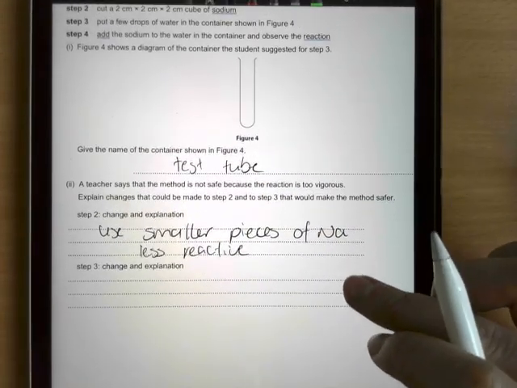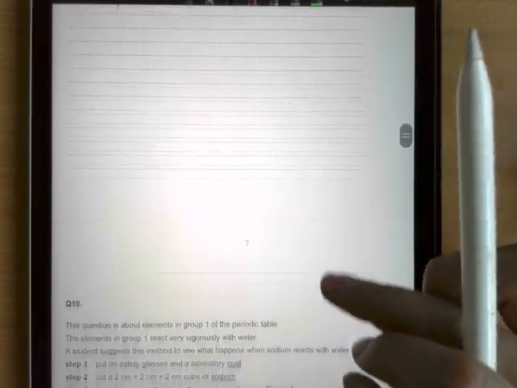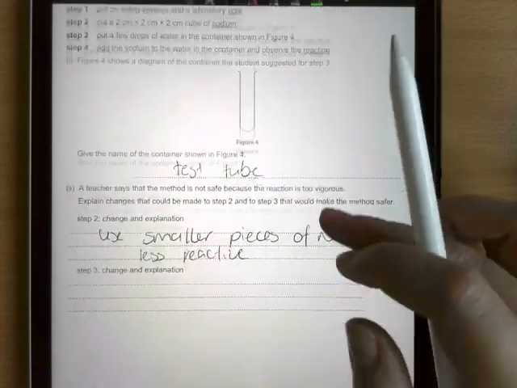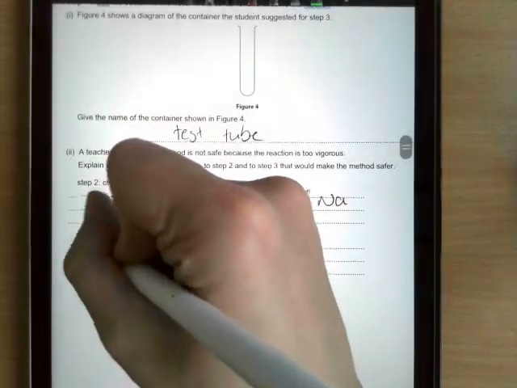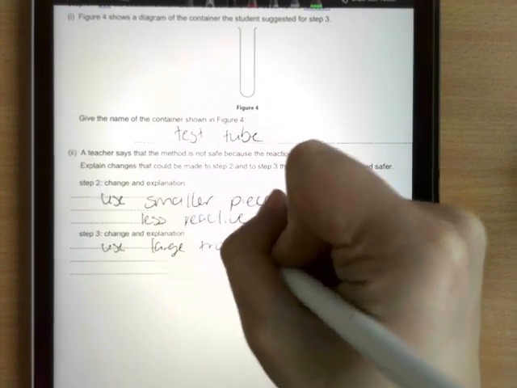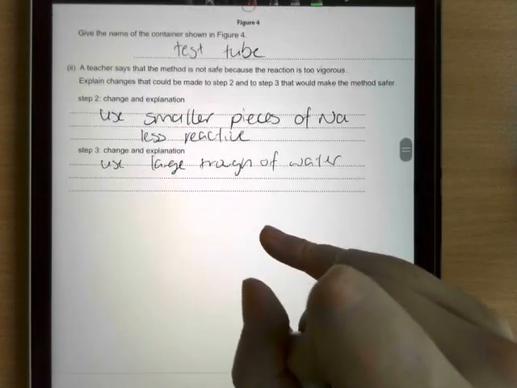Then they ask you to change step 3, and in step 3 they say they're only putting a few drops of water. So up here we mentioned that you want to use a large trough of water, and we're going to write exactly the same thing here. To make it safer, we're going to be using a large trough of water. And again, you need to explain why. You can't just say safer, you have to say why it's safer.